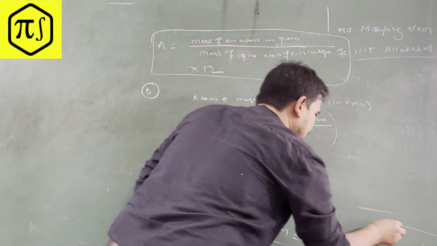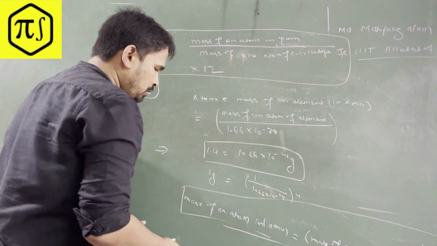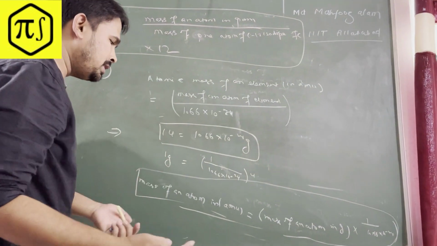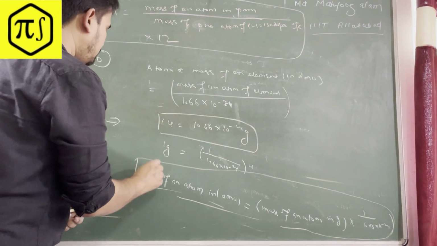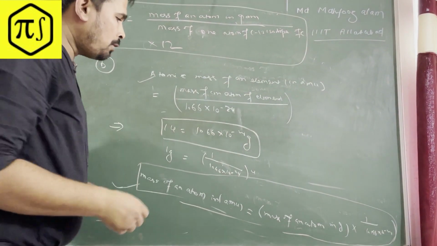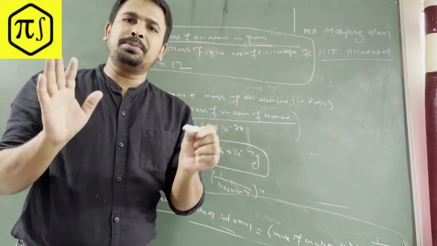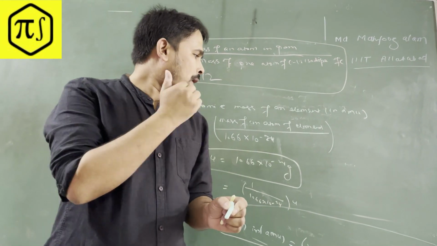Now we will try to rearrange it. We will not try to rearrange because this mass of an atom in AMU unit itself is atomic mass, right? So we are able to derive this one also, right? So now this is the very basic actually. I mean to say this is the very basic actually. But why am I doing so?